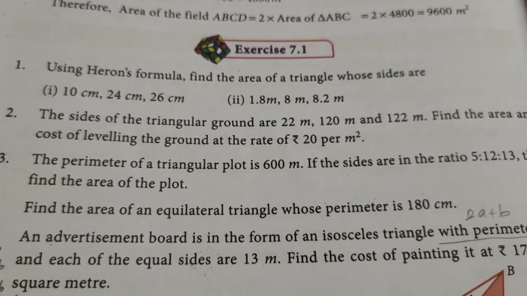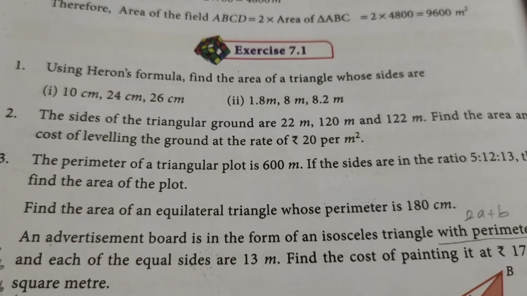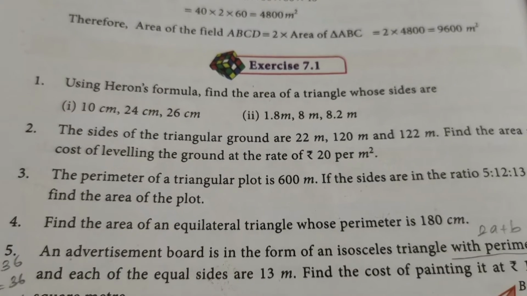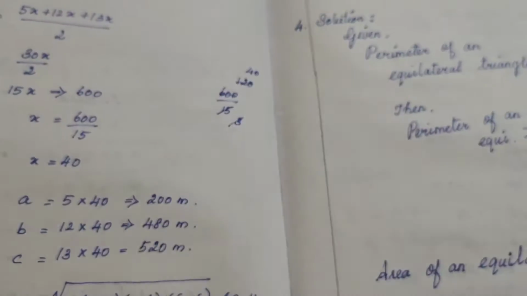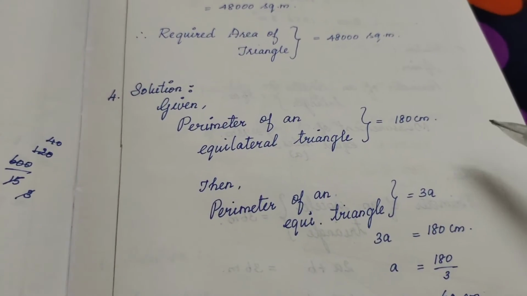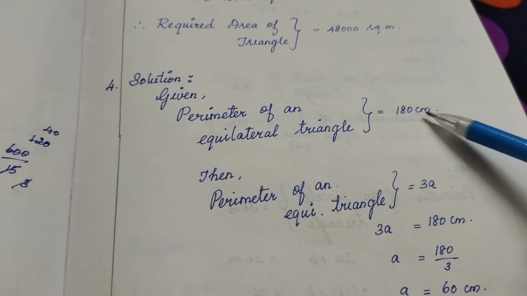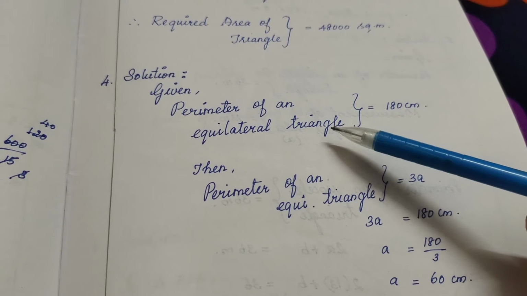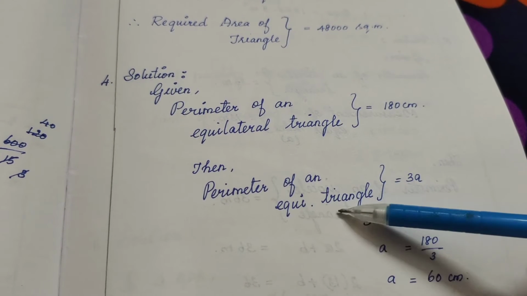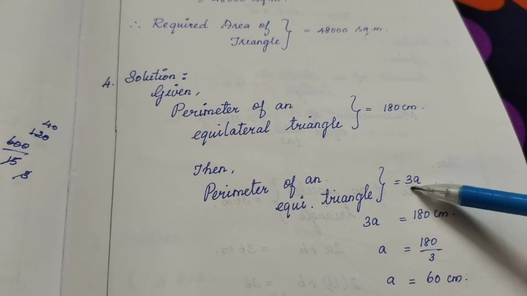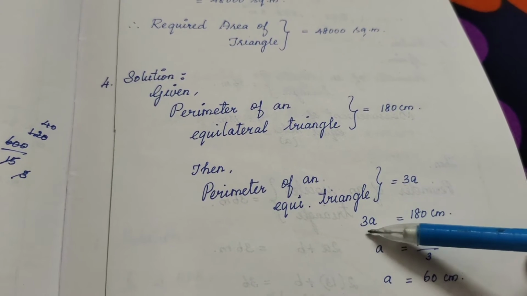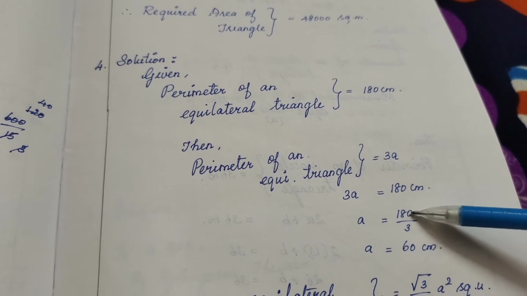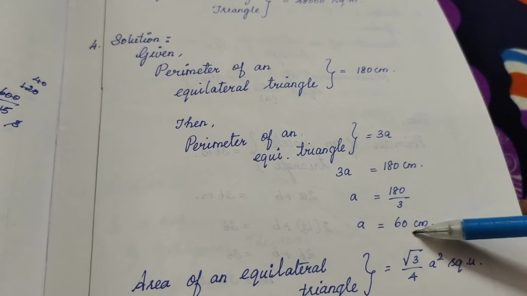Exercise 7.1, fourth sum. Find the area of an equilateral triangle whose perimeter is 180 centimeter. Here the given detail is perimeter of an equilateral triangle equal to 180 centimeter. We know that if it is an equilateral triangle, all the three sides are equal. That means perimeter equal to A plus A plus A, that is 3A. So 3A equal to 180 centimeter. Then the value of A equal to 180 by 3, that's equal to 60 centimeter.